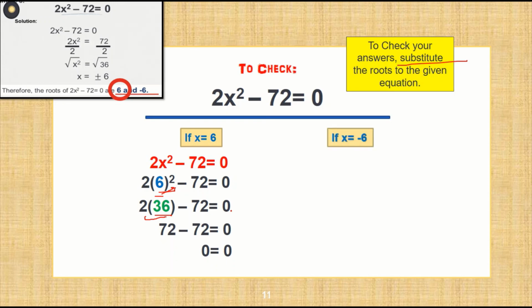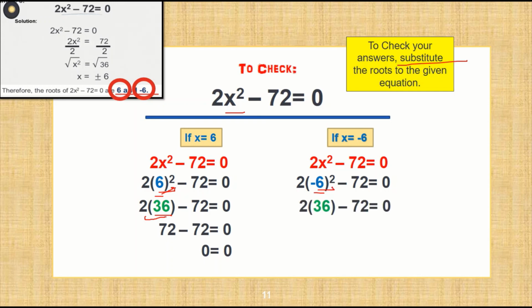So, ganun din ba if x is equal to negative 6? Okay, negative 6. So, substitute mo uli ang negative 6 dun sa x, dun sa given natin. Okay, and then, isolve natin siya. Negative 6 squared. So, we obtain also a positive 36. And then, 2 times 36 is equal to 72. Minus 72 is equal to 0. Okay? So, we already proved that the roots na sagot natin kanina ay tama.